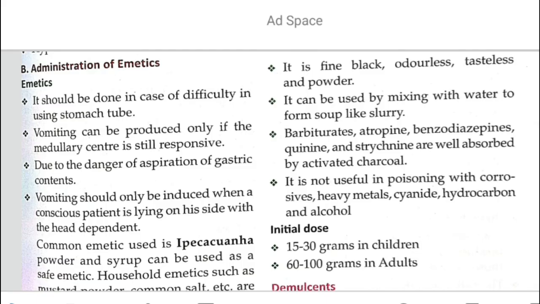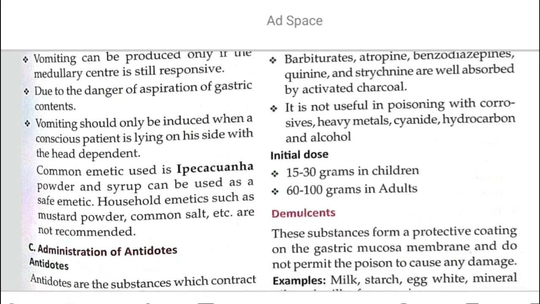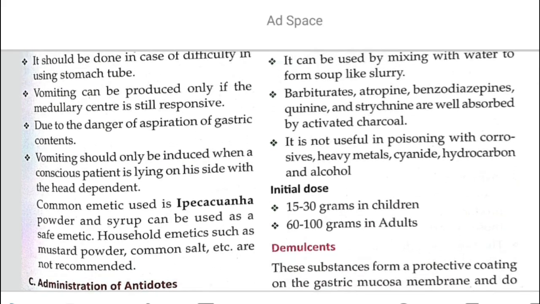Administration of emetics. It should be done in case of difficulty in using a stomach tube. Vomiting can be produced only if the medullary center is still responsive. Due to the danger of aspiration of gastric contents, vomiting should only be induced when a conscious patient is lying on their side with the head dependent.